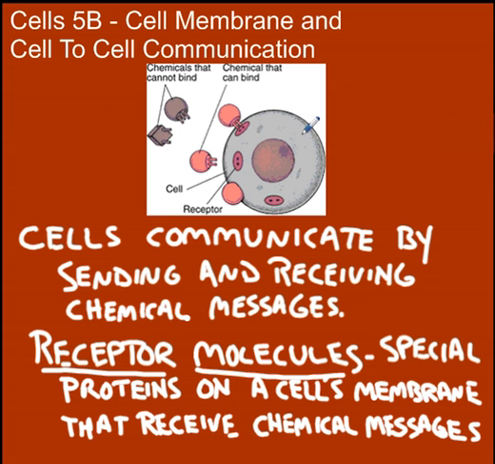Here's another artist drawing that shows the same idea. This cell has receptor molecules for this particular chemical message. Notice the shape and the fit. These would not fit. Therefore, this cell is a target cell for this message, but will not be able to receive these chemical messages. Again, the key here is shape. The receptor molecules have to have the right shape for the signal that's being sent.